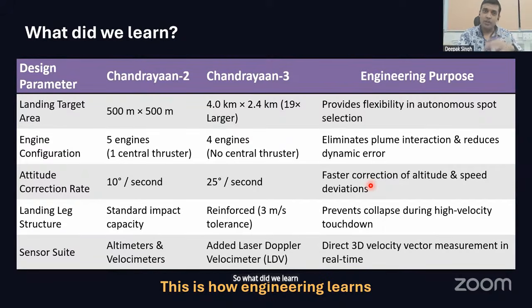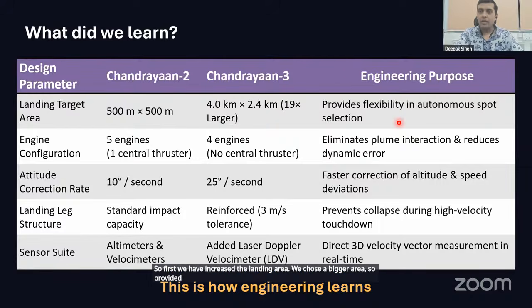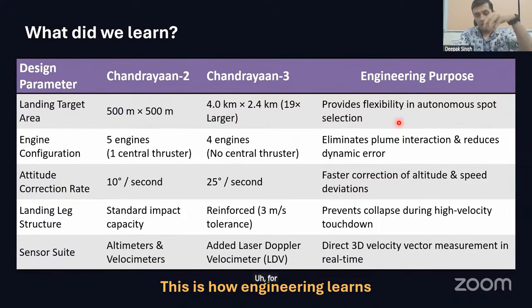As I said, it was a failure, but we got to learn a lot of things. So first, we have increased the landing area. We chose a bigger area, which provided us flexibility for spot selection when we get there, because you don't plan everything inch by inch. So you get there and then you maneuver. Engine configuration, we made it simpler, with less dynamic error. Attitude correction. So attitude is not altitude.